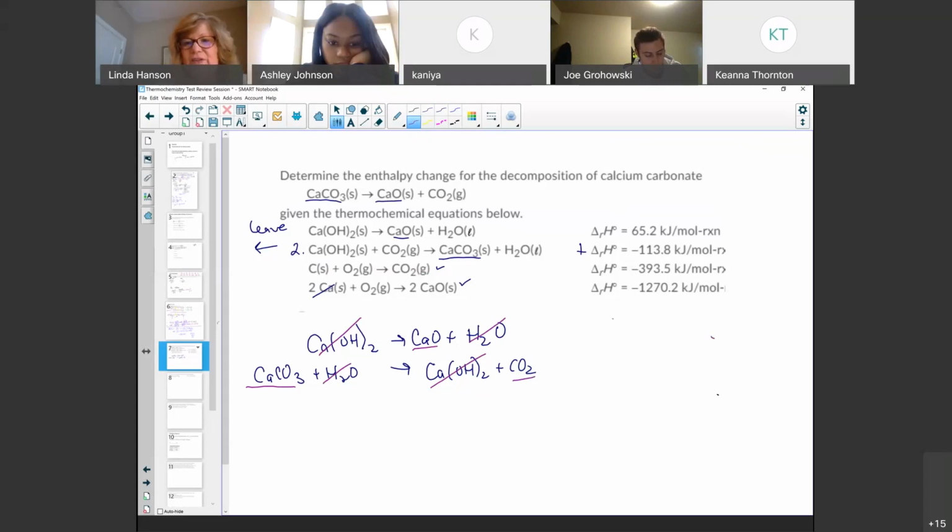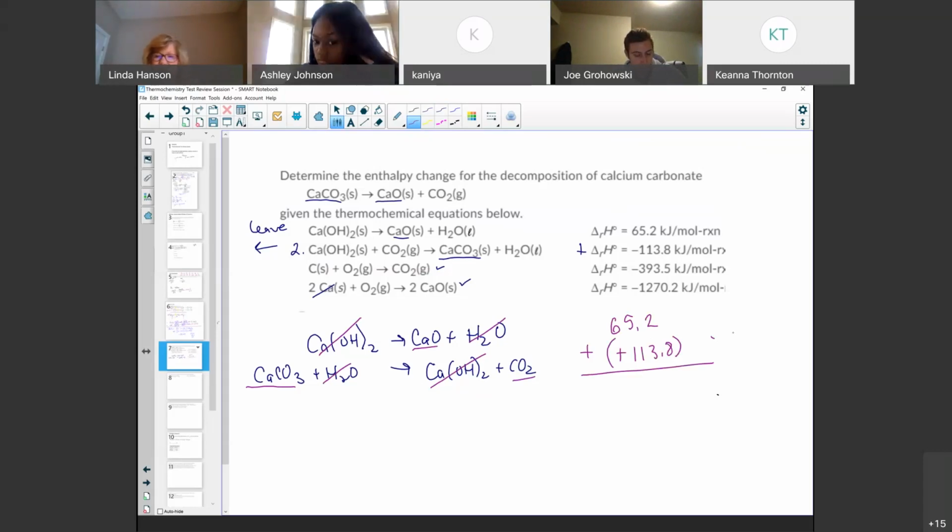All that we have left to do is to say, we'll take equation number 1, 65.2, and we're going to add it now to a positive 113.8 because we reversed the direction of equation 2, so we had to flip the sign. And all we'll be left to do is to sum those 2 to find our final answer.